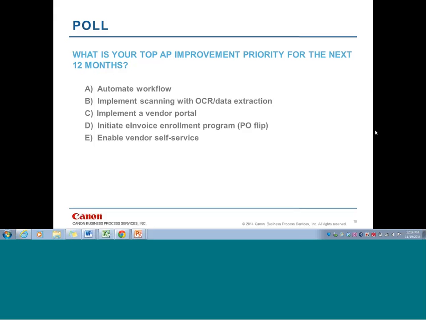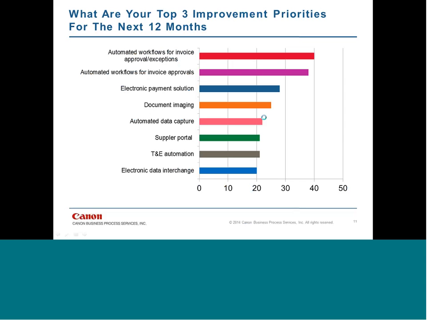So while we wait for the poll, in the survey, question 19 basically asks a similar question, and hopefully the answers from this group match that. We'll see. But basically, in question 19 in the survey, we asked, what are your top 3 improvement priorities for the next 12 months?